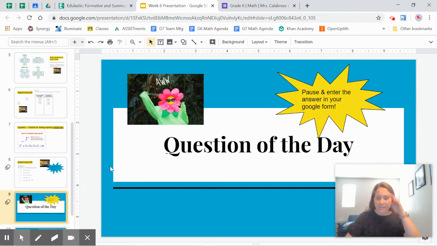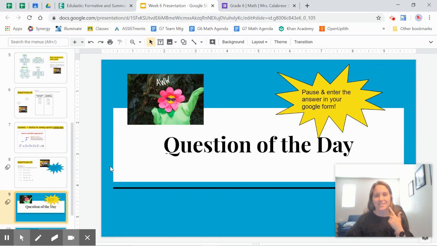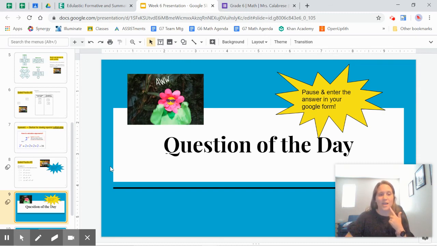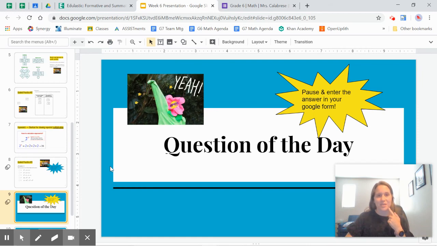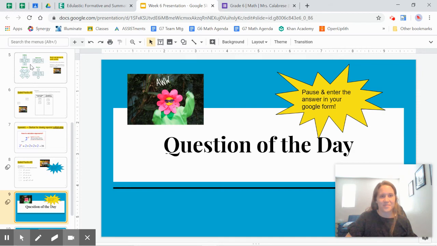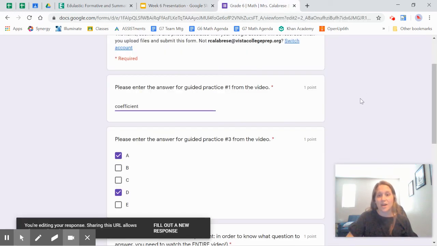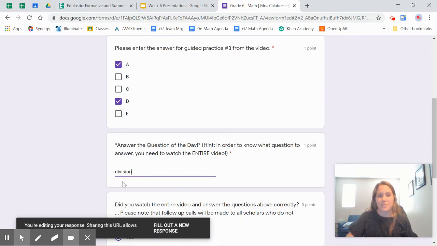It is time for your question of the day. Here it is. What operation do you think of when you hear the word quotient? Absolutely. You think of division. In your Google form, underneath question of the day, please type in the word division, check your spelling so that it doesn't get marked incorrect. Pause here to do that now. All right, we are ready to move on.